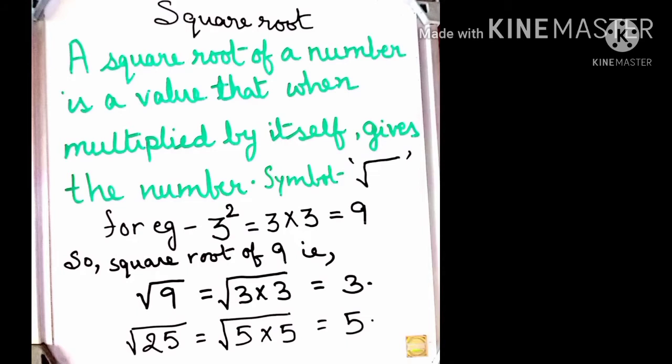First, let us understand what a square root is. A square root of a number is a value that when multiplied by itself gives the number. And the symbol of square root is given here.